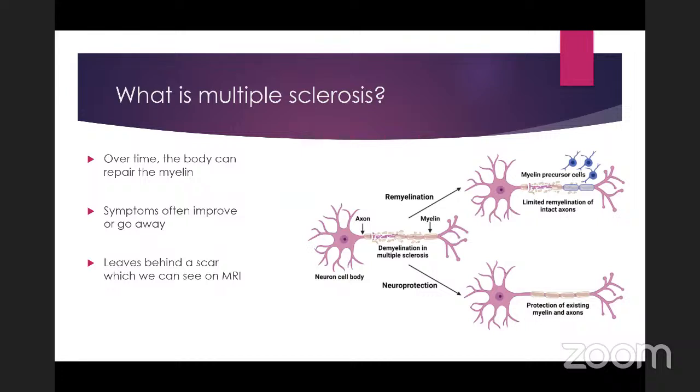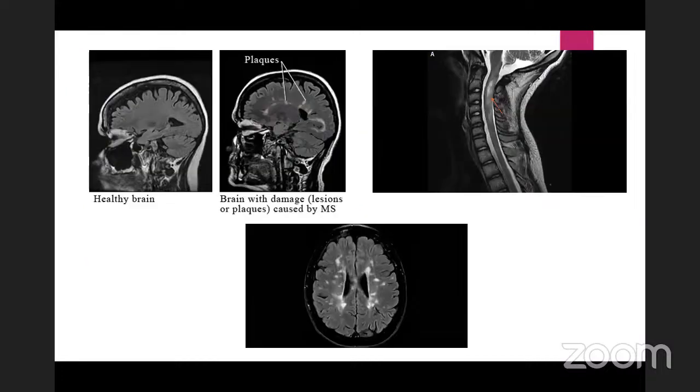Over time, the body can repair the myelin. It sends in these cells that kind of rewrap the myelin with that fatty tissue. And so that's why some of the symptoms will remit or go away. But it tends to always leave a scar behind. And that's where multiple sclerosis, being a scar, that's where the name comes from.